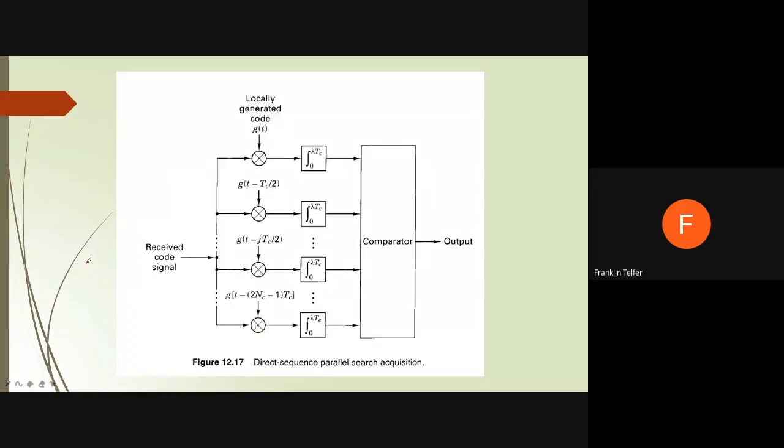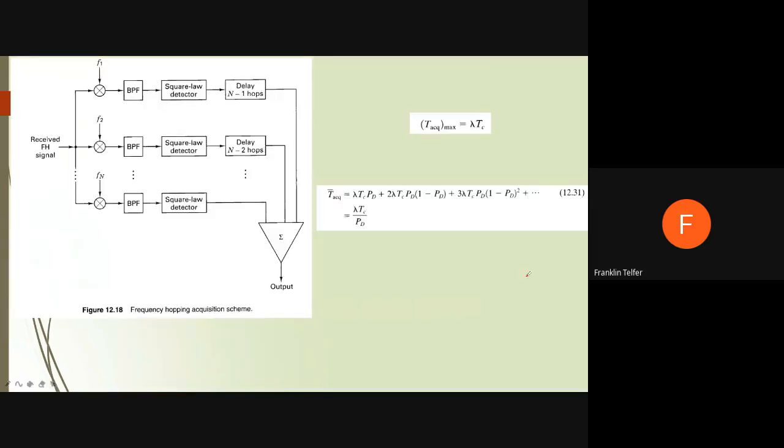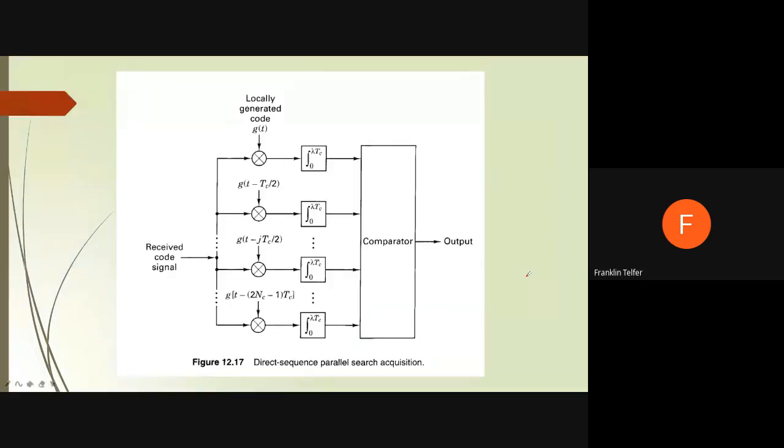So here, how is this acquisition done? By searching. Searching with respect to time and frequency. There are two types: serial search and parallel search. So we will see about this searching.